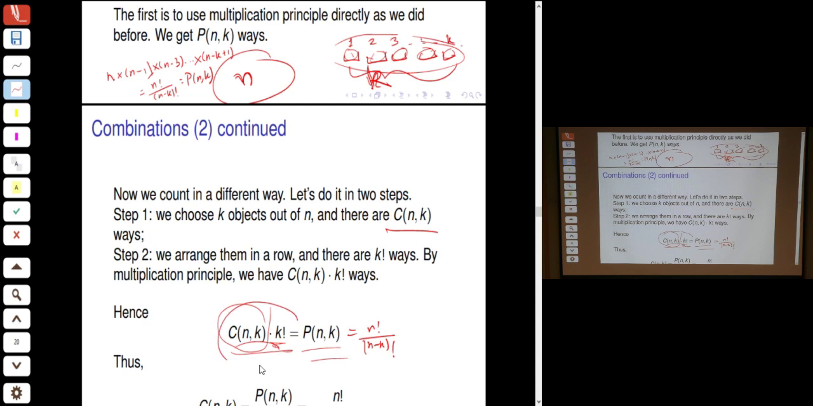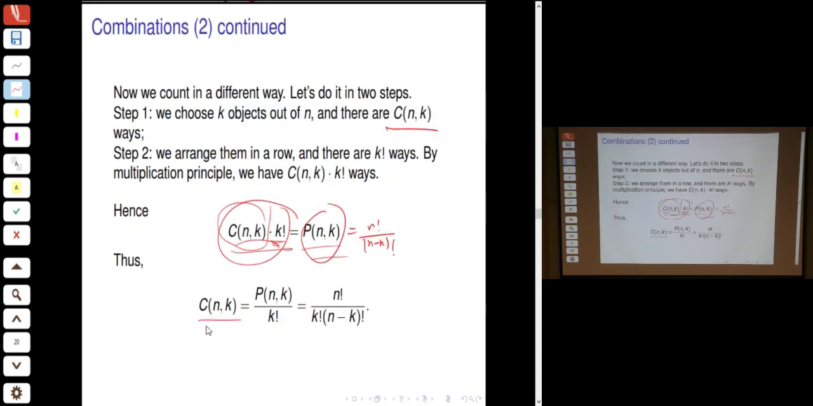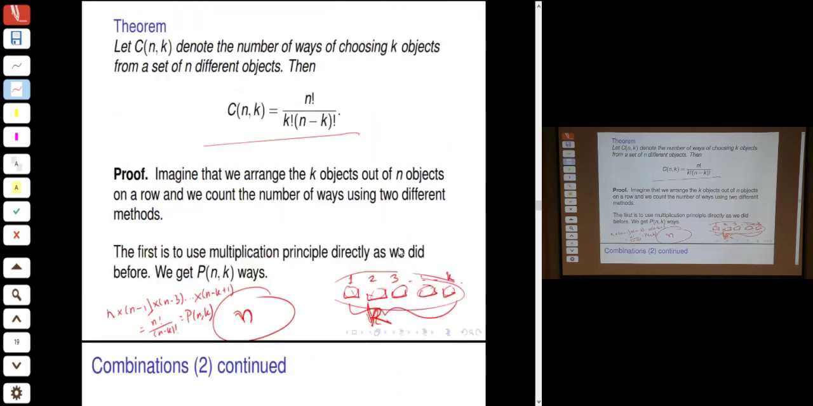So, the only conclusion is that these two numbers must be equal, because they are just two different ways of counting the same thing. Once we have that, we can take the k factorial down on the other side and obtain that C(n,k) is P(n,k) over k factorial. And once we notice that P(n,k) is n factorial over n minus k factorial, we notice that C(n,k) is therefore n factorial over k factorial times n minus k factorial. So, this is the main idea.